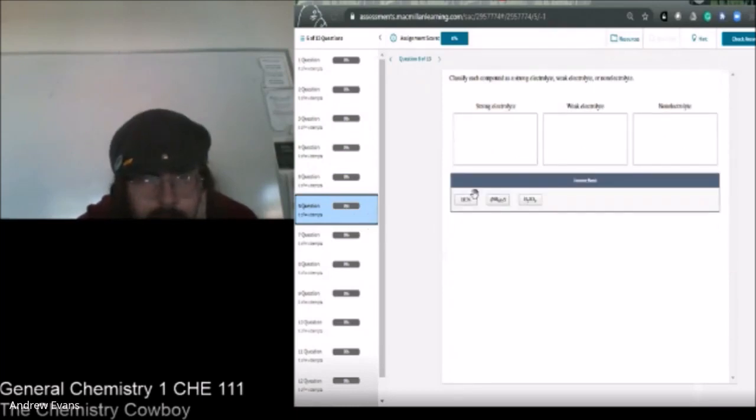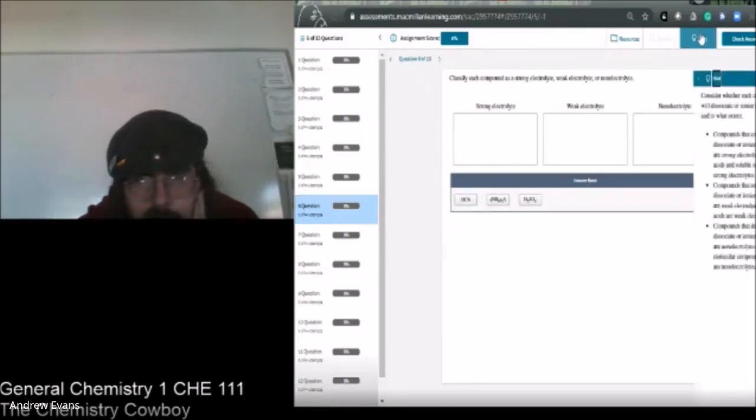So, for strong electrolyte, you've got to look at these and maybe look at the hint, maybe go back to the interactive. You've got to think about what these are made of.